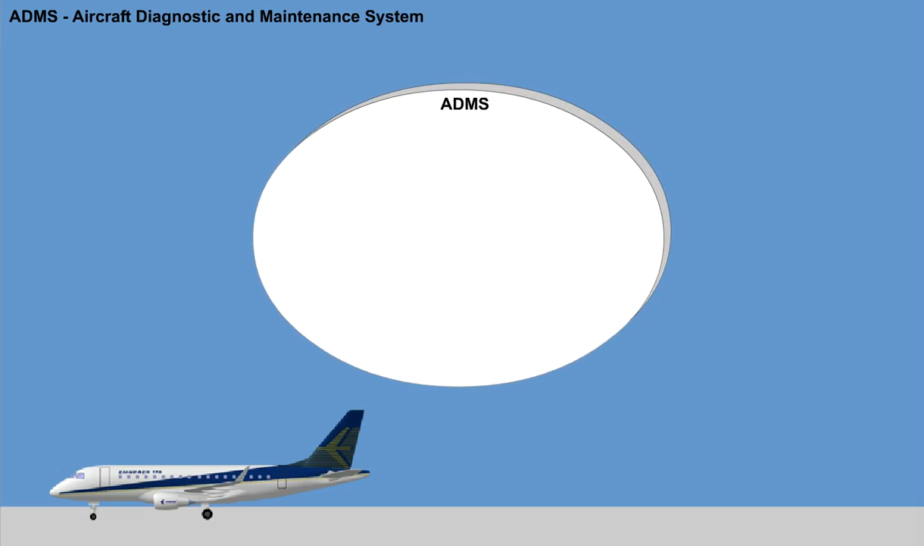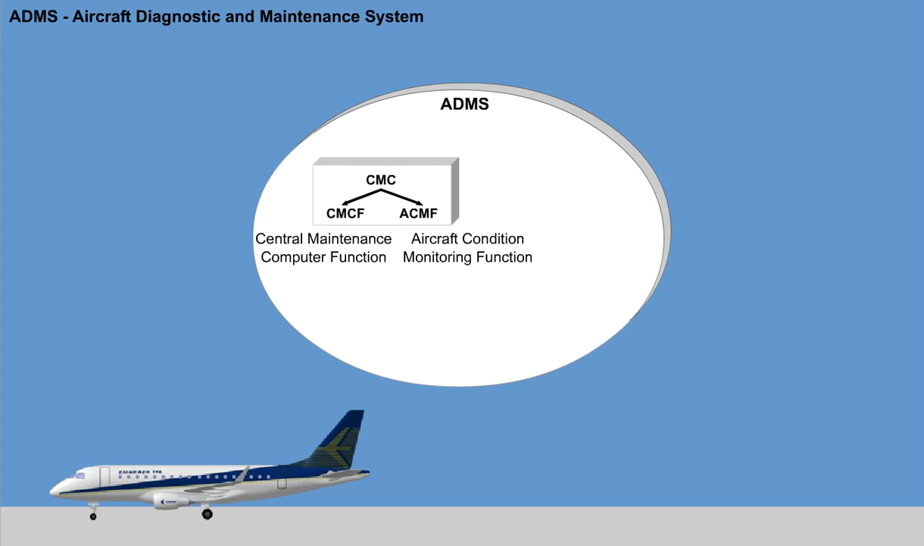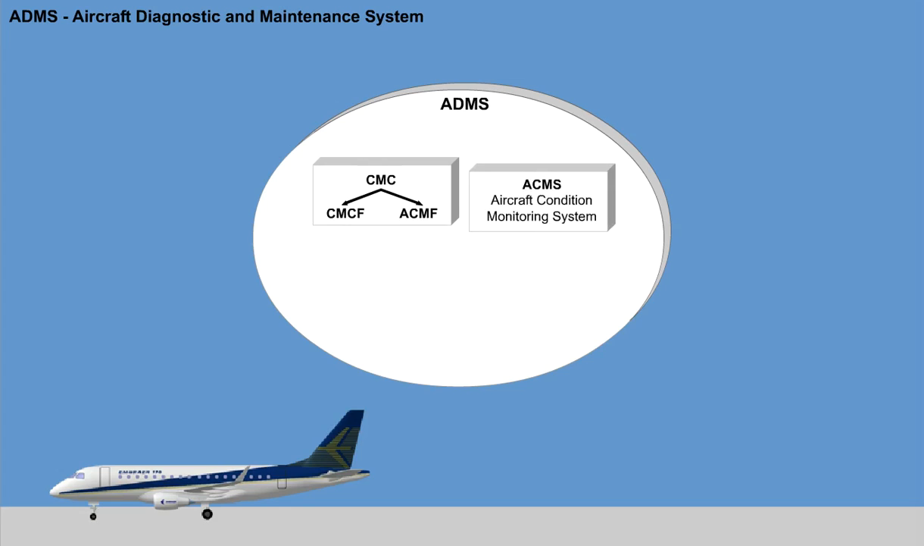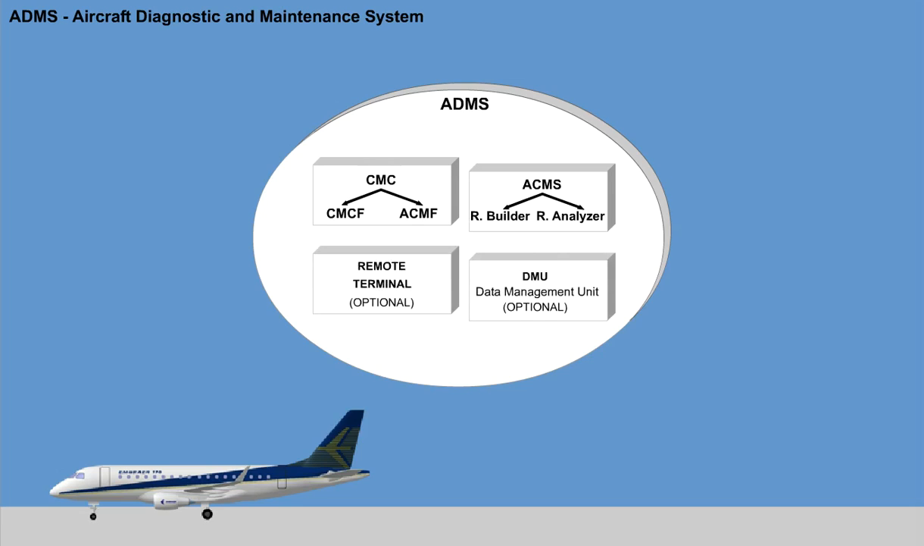The ADMS is comprised of a central maintenance computer that hosts the central maintenance computer function and the aircraft condition monitoring function. The aircraft condition monitoring system, ground support software report builder, an optional remote terminal, and an optional data management unit.